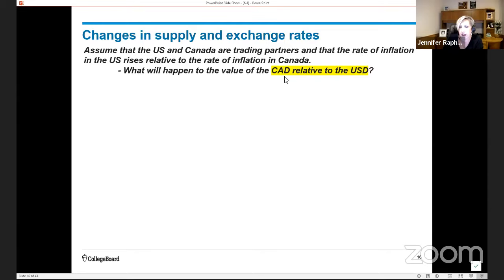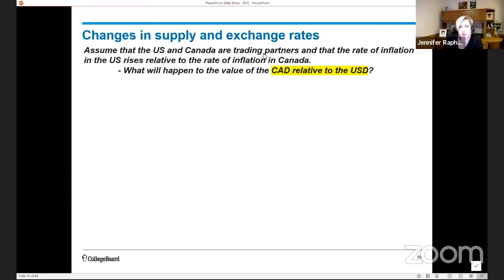What happens to the value of the Canadian dollar relative to the US dollar? So we already know what happens because we saw that one exchange rate can't change on its own. It's always changing relative to something else. So we know which direction it has to go. Let's see if we can show it.